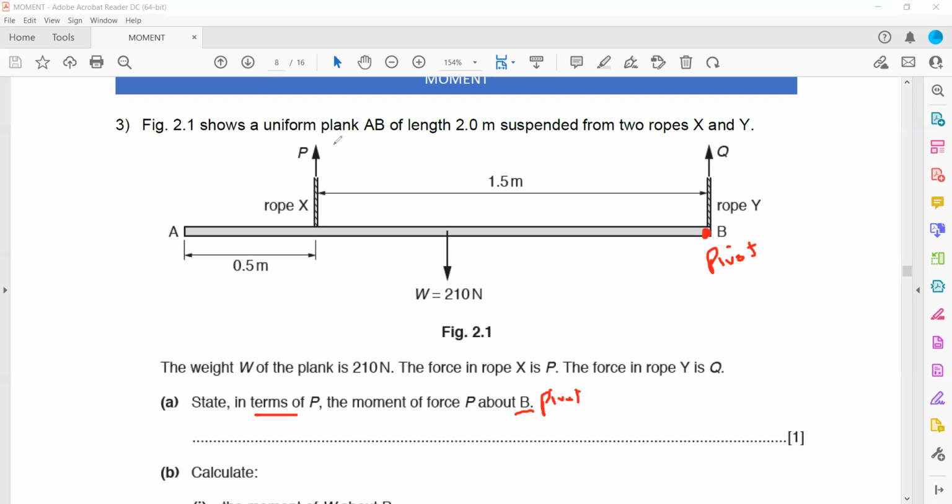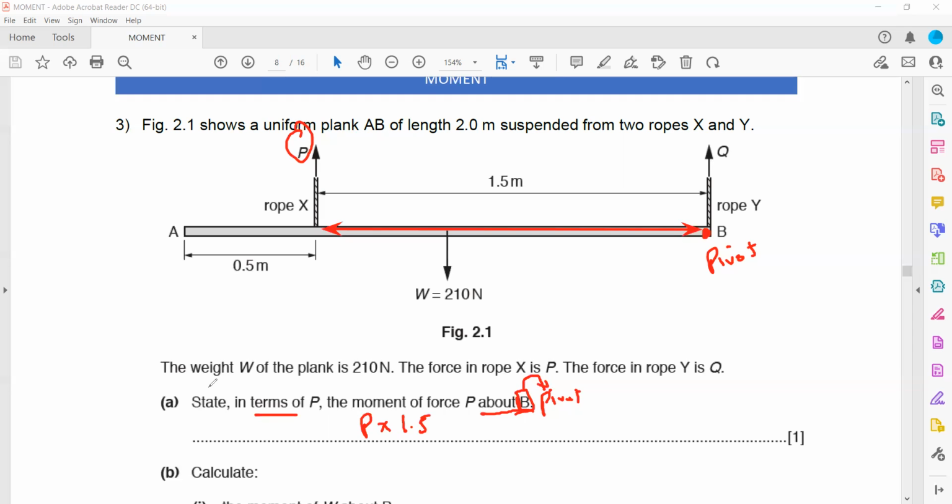If you want to calculate a moment, that is force multiplied by perpendicular distance. So how much is the force? That is P. Multiplied by the distance from the pivot, as they already mentioned, about B. Point B is the pivot, so we take the perpendicular distance between the pivot and the force. That's 1.5, so it will be P multiplied by 1.5. That is the moment, or turning effect, of the force P about B.